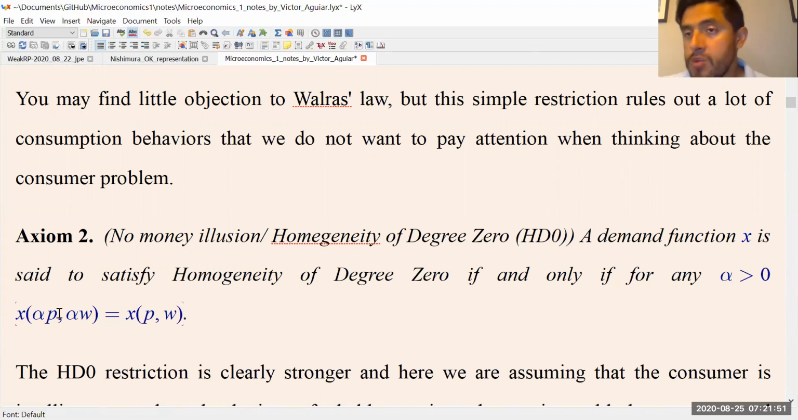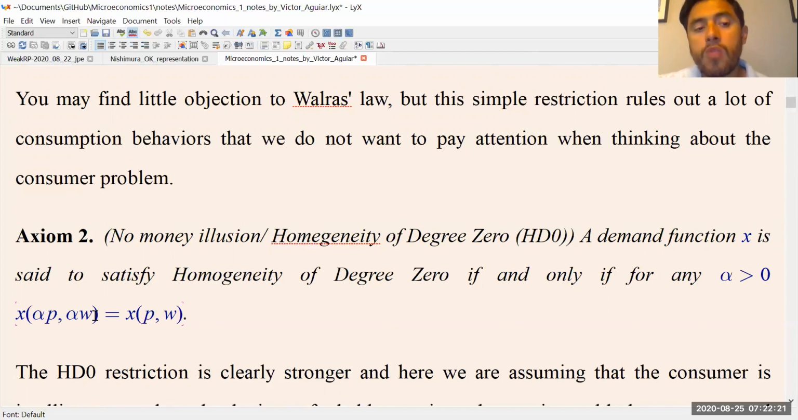So imagine alpha is equal to 2, for example. So I double prices and I double income. What will happen with demand? Well, demand should remain the same. Why? Because even if your prices double, your income also doubles. So in real terms, you are as well off as before. So you can afford as much as before. So this restriction is trying to eliminate nominal illusion.